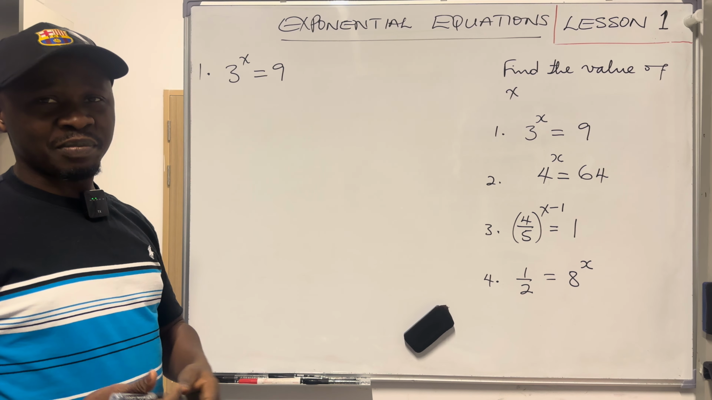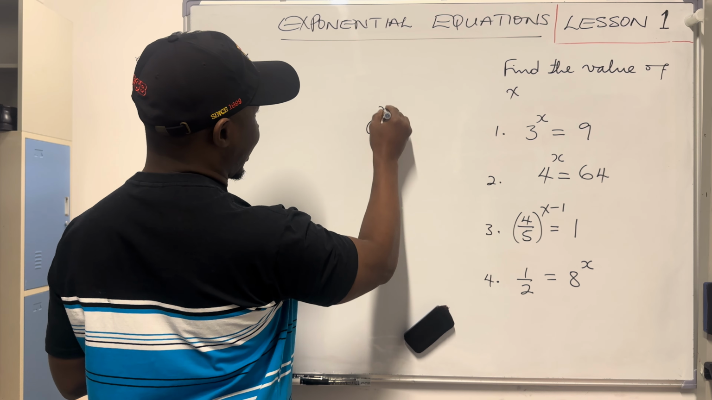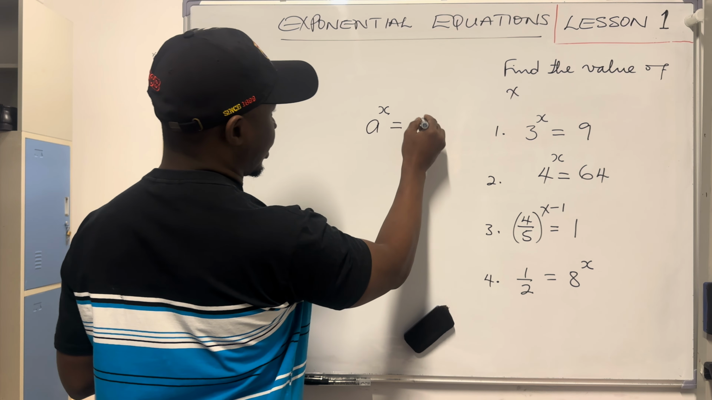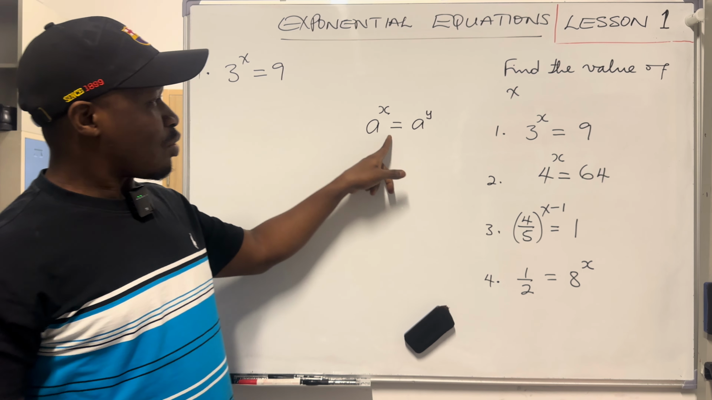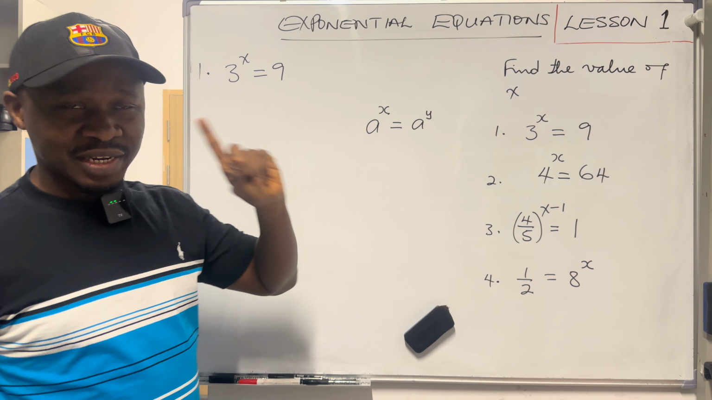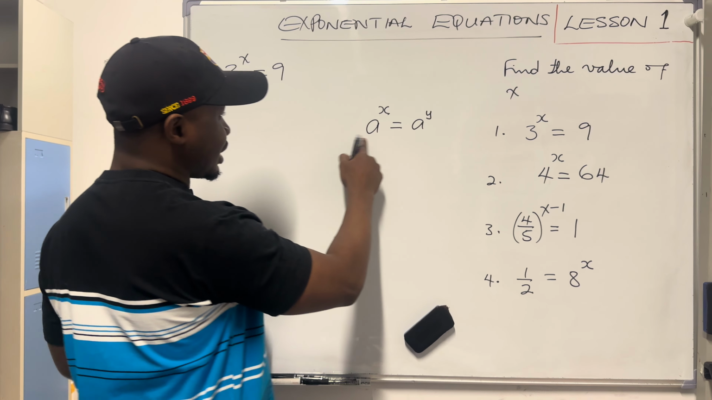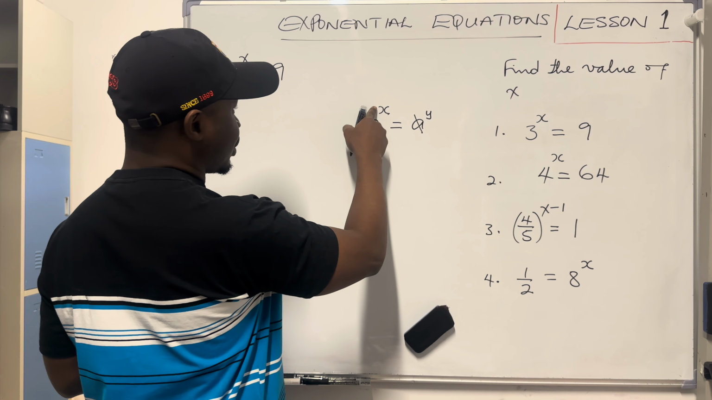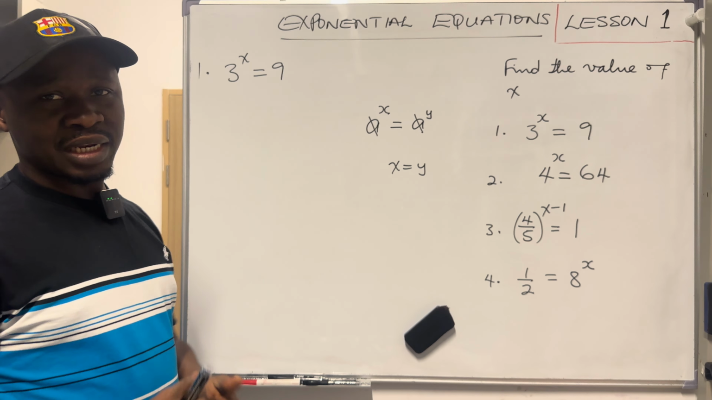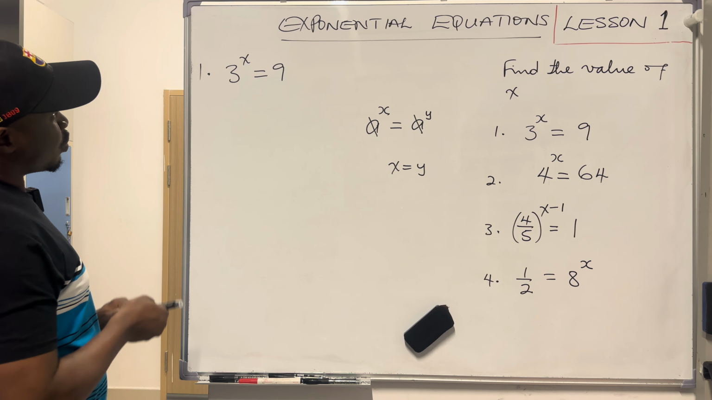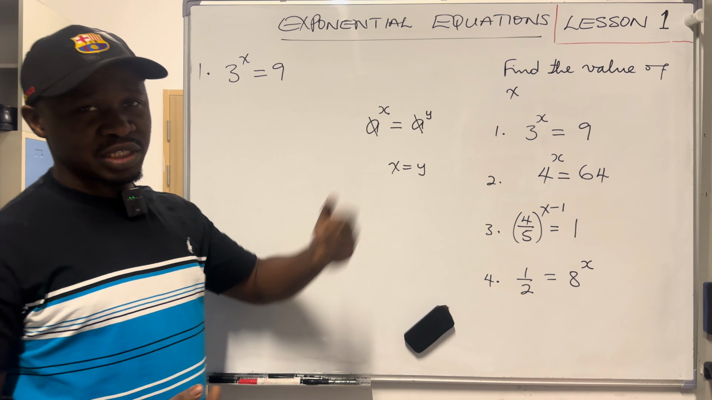Once the two bases are the same, we can implement the rule that says if a to the power x is equal to a to the power y, provided one term equals one term, if the bases are the same, we forget about them. Then we say x equal to y. So this is the rule for exponential equations, basically. Here we want the bases to be the same so that we can implement this rule.